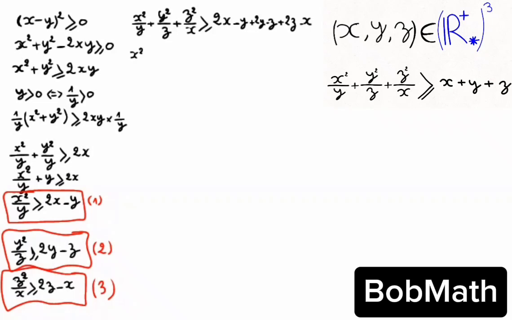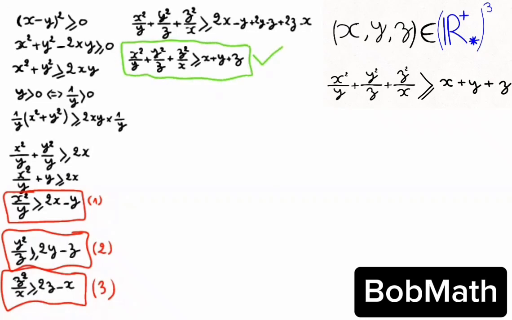Therefore, x squared divided by y plus y squared divided by z plus z squared divided by x is greater than or equal to x plus y plus z. Therefore, this is the relationship required in this exercise.